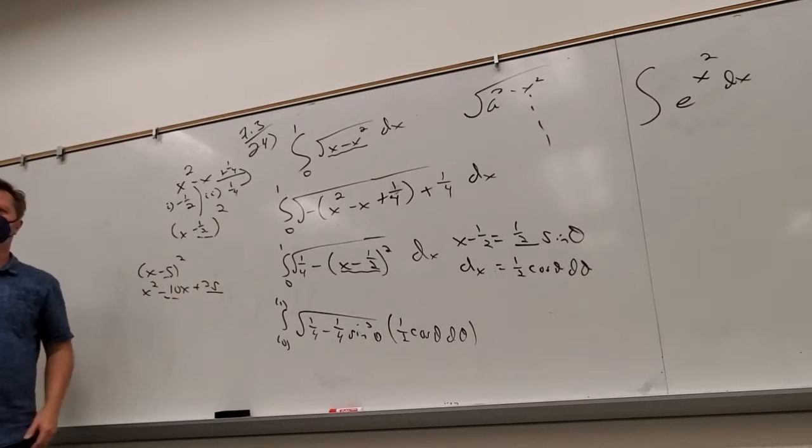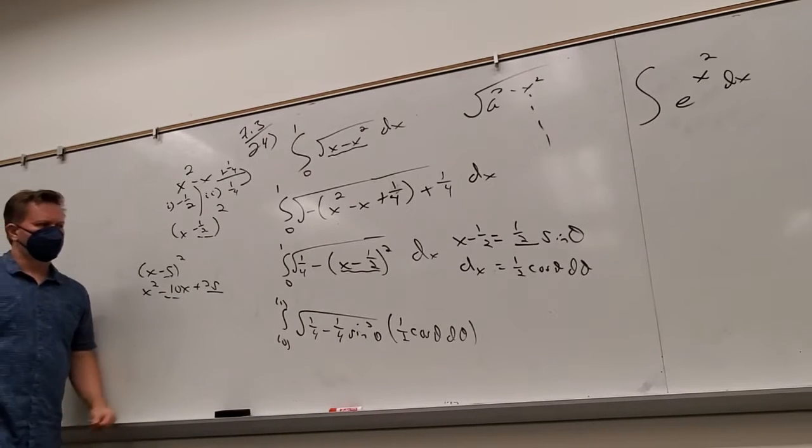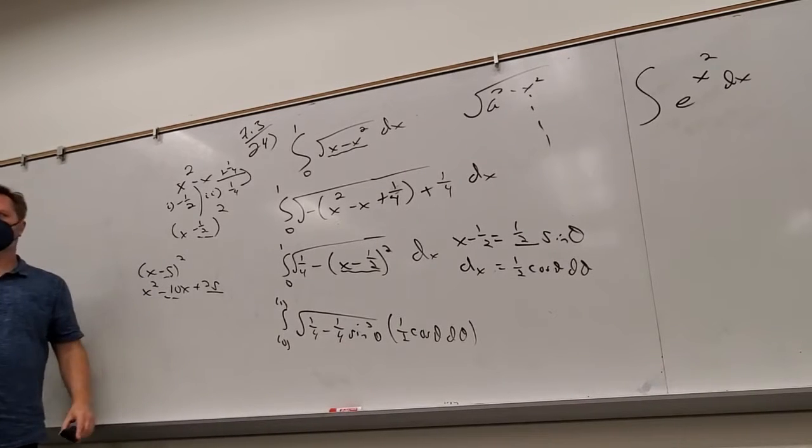And then I'll let you guys finish that one out. You get your nice cosine squared, which at this point should be straightforward.